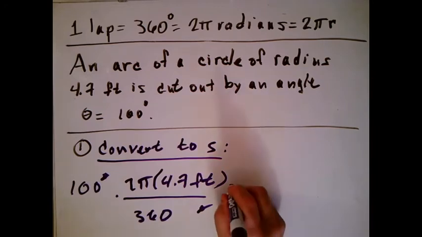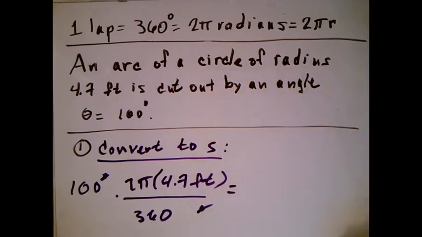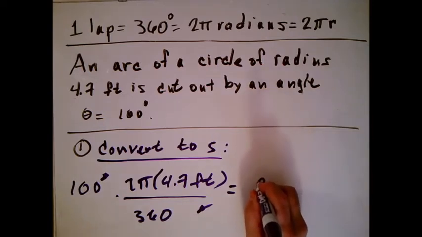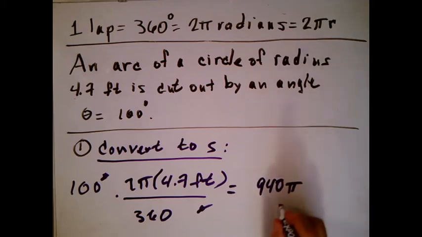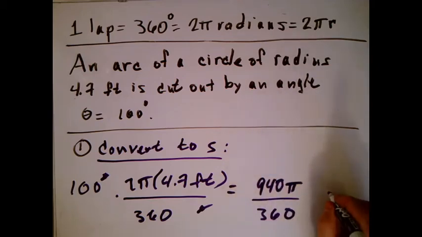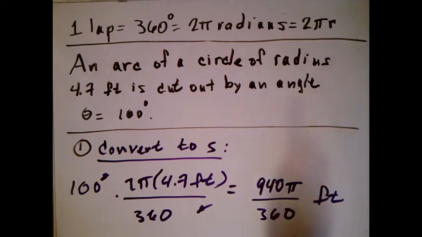I'm not going to do any of the arithmetic. I just want to get this done. If I get 200 times 47, I think that's actually 940 pi on top, divided by 360 on the bottom, and that should be feet. I don't think that's very many feet, but that's it. We actually just took the degrees, we multiplied by the right kind of fraction that got rid of the degrees and put the feet in, and we get feet for an answer.